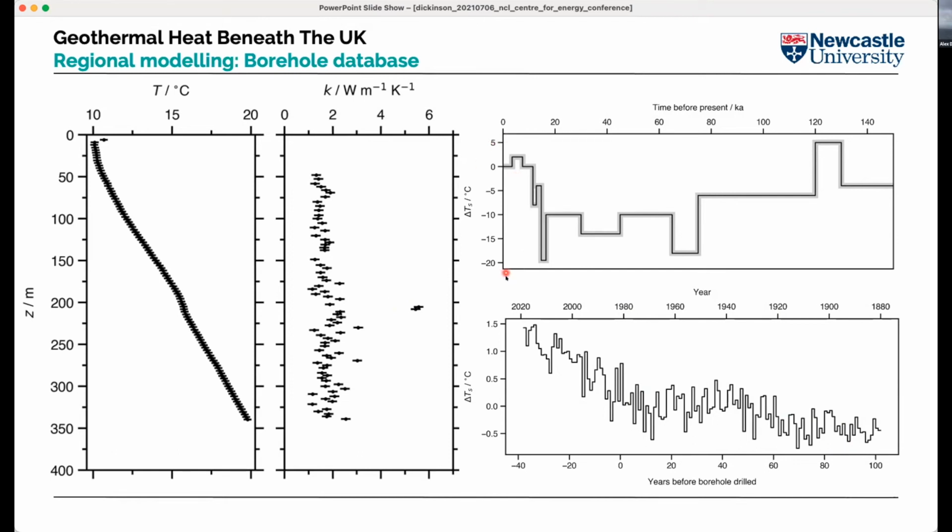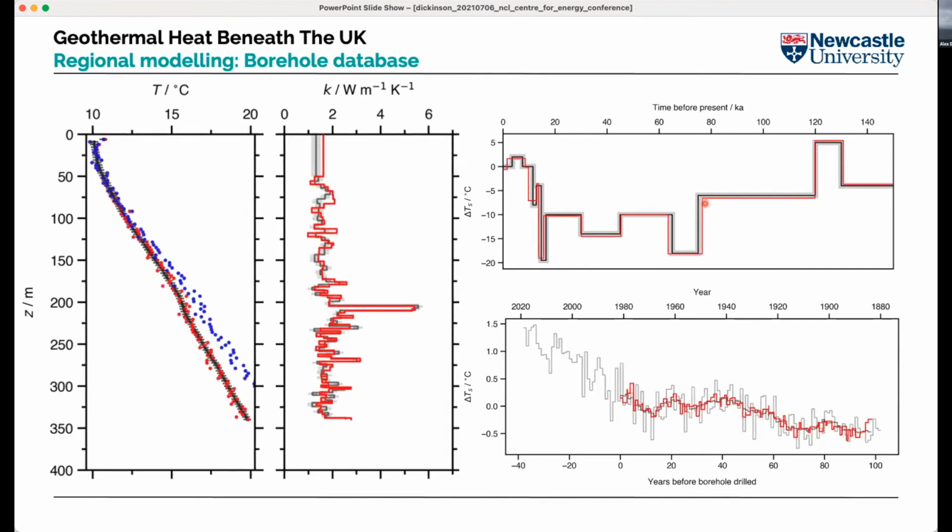And to estimate the heat flow, we also need to understand something about the history of climatological changes in temperature at the surface of the Earth, because these have an influence on temperatures at depth. So here on the right is an example of how the temperature is thought to have varied throughout the last 150,000 years through the last glacial cycles.